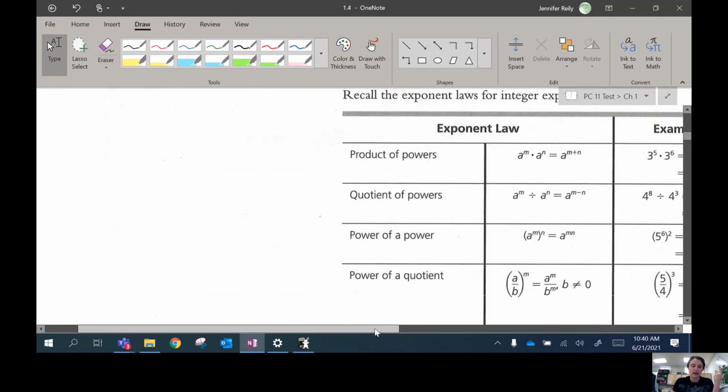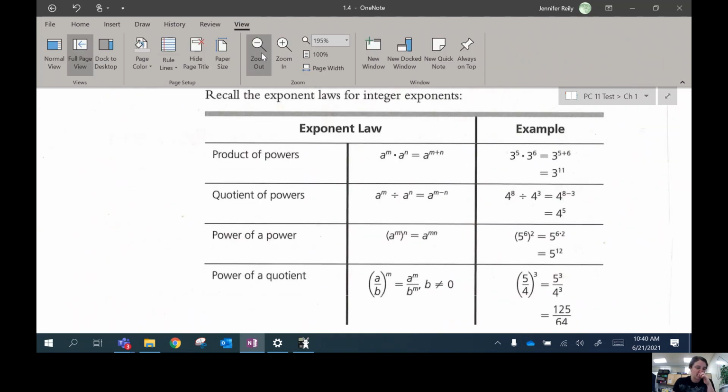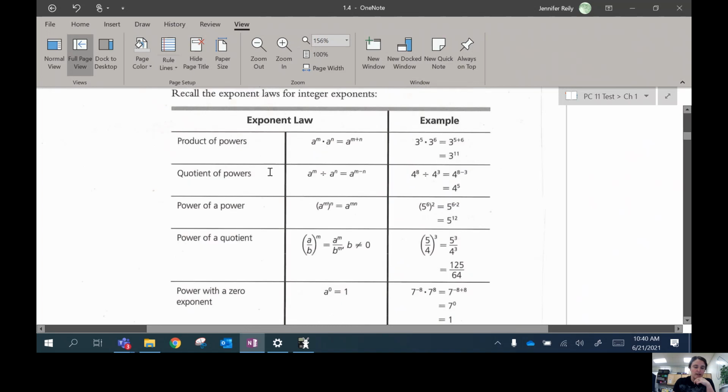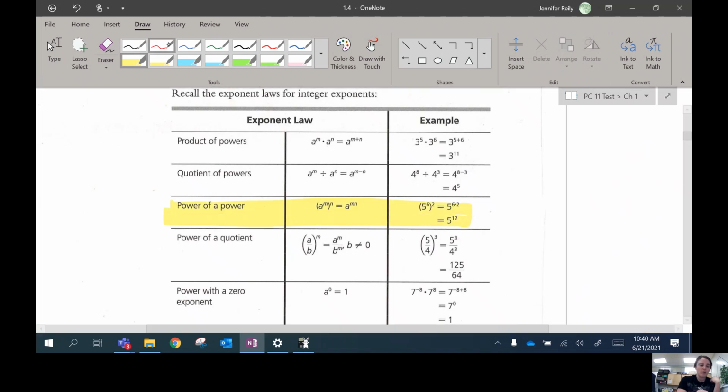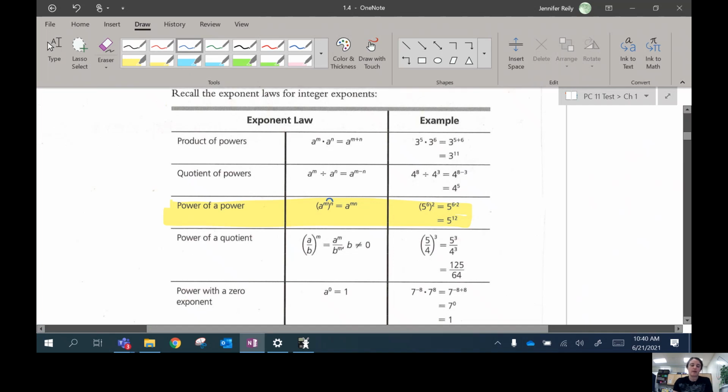And on the next page are just all those exponent laws I mentioned again, that you guys learned hopefully in grade 8 and grade 9 and grade 10. The one that's going to come up the most today is the power of a power law. So when you have two powers in a row, you can multiply them together. For example, here they show 5 to the power of 6, and that's to the power of 2. You can multiply the 6 and 2 together to make 12.